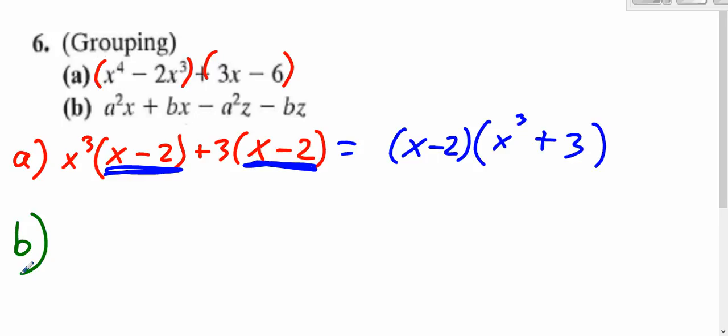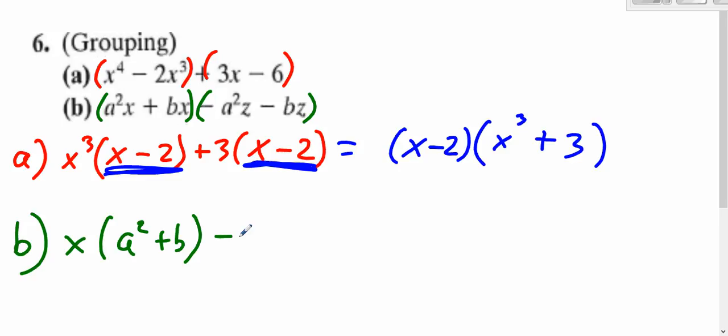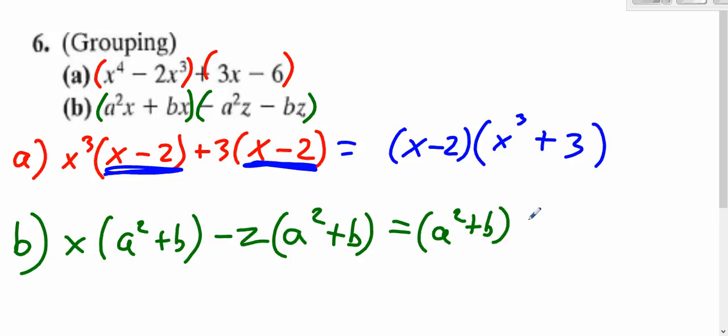And B would do pretty much the same thing. Group, and take out common factor. So this has an x in common, so you take out an x, a squared plus b. These are both negatives, so we're going to take out a negative, and they have a z in common. And then we're left with a squared, take out the negative, so that's plus b. The parentheses are the same, so that's a common factor, a squared plus b. And then the factors that we took out, x minus z.